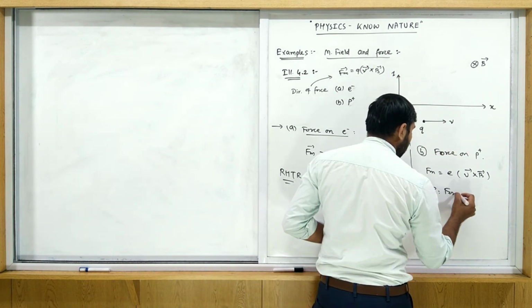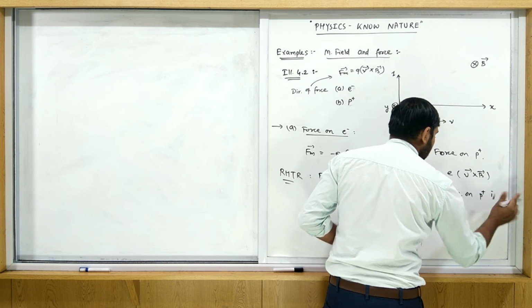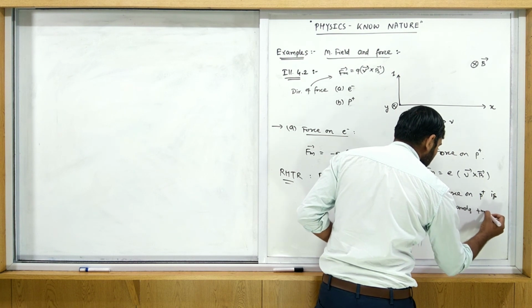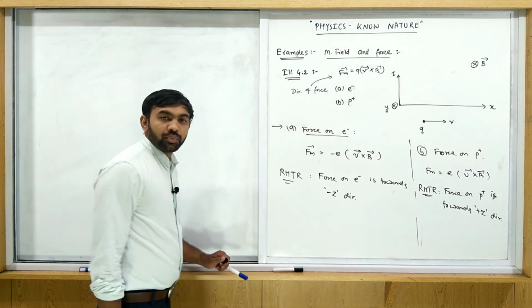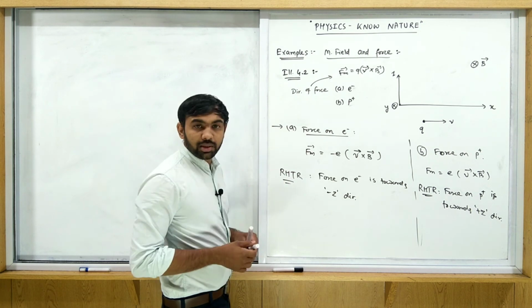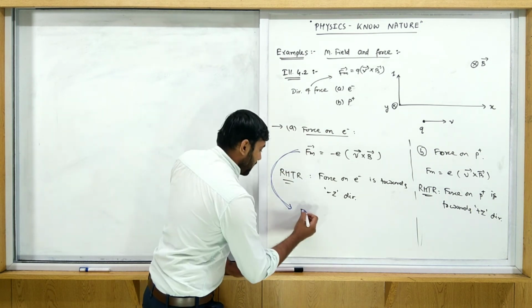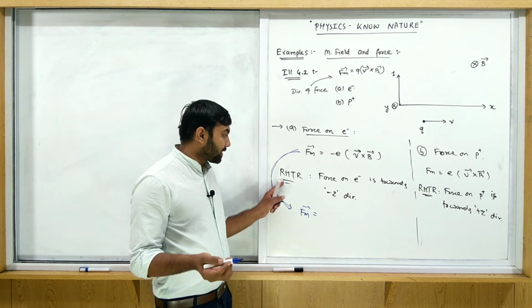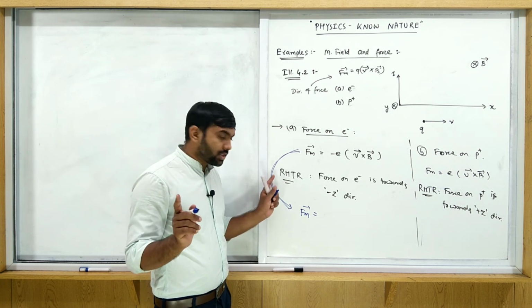Then force on proton is towards positive z direction. You can do it like this, or you can also do it like this. Here everything is in x, y, z directions. Then use the unit vectors, then write the Fm in this format. That's another method. Okay, but there is a simple one. We always have to use the right hand thumb rule because it is the easiest one.